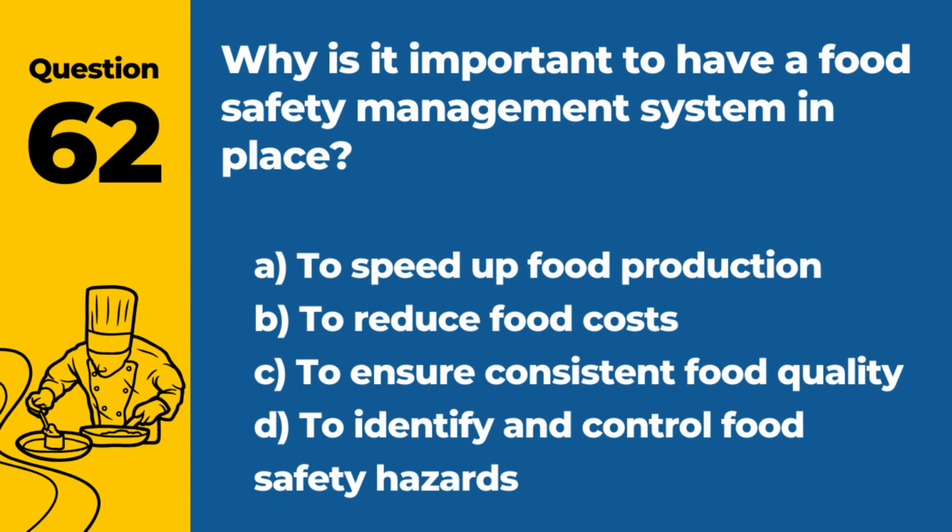Question 62. Why is it important to have a food safety management system in place? A. To speed up food production. B. To reduce food costs. C. To ensure consistent food quality. D. To identify and control food safety hazards. Answer. D. To identify and control food safety hazards.